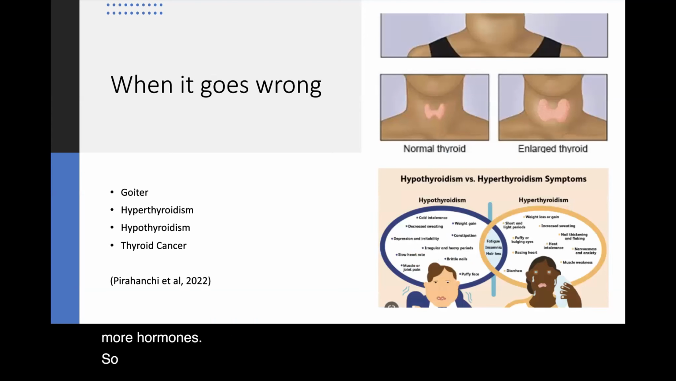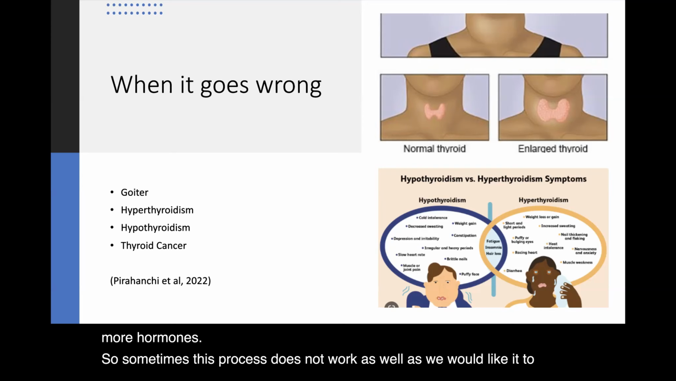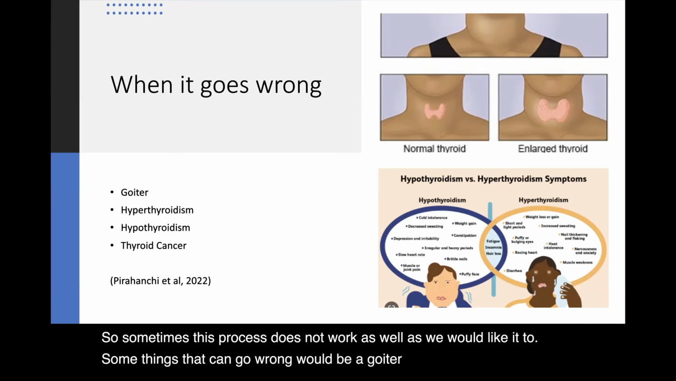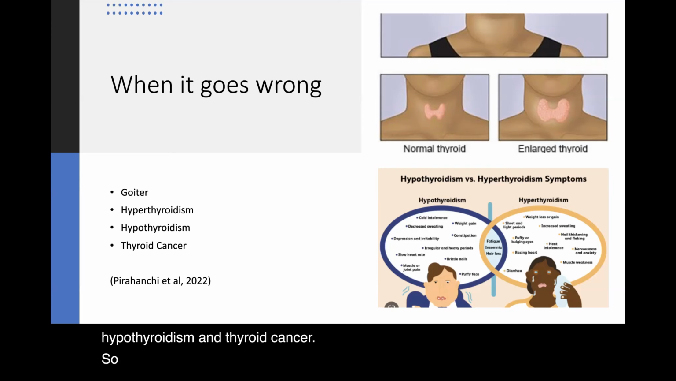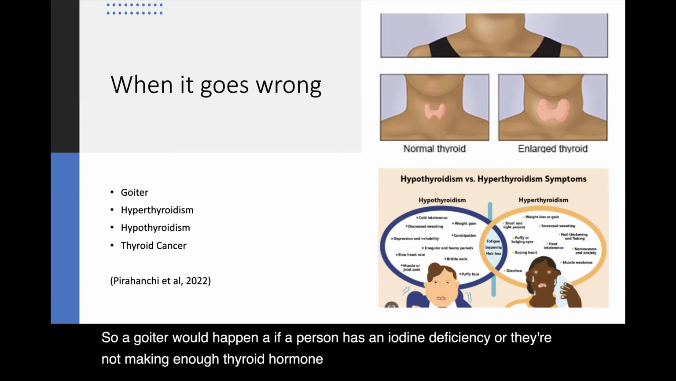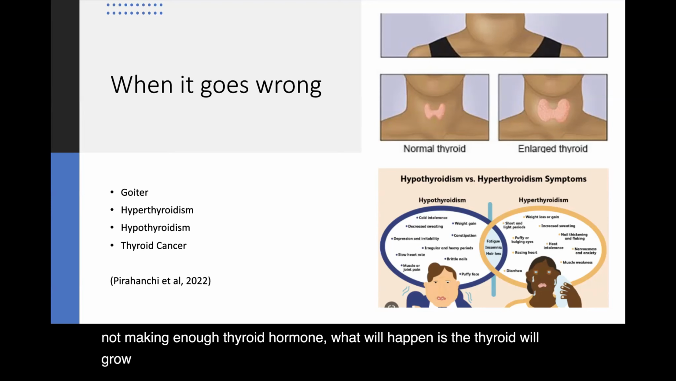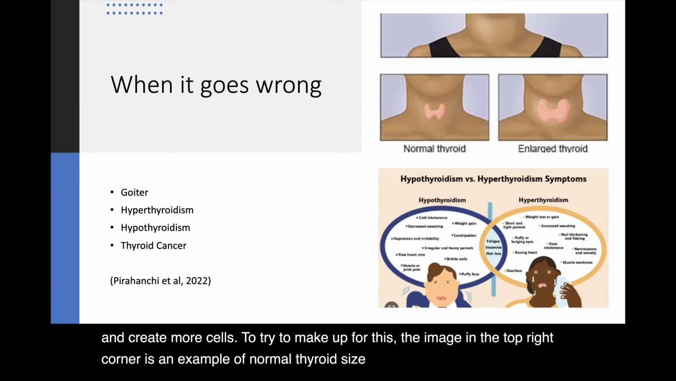So sometimes this process does not work as well as we would like it to. Some things that can go wrong would be a goiter, hyperthyroidism, hypothyroidism, and thyroid cancer. A goiter would happen if a person has an iodine deficiency or they're not making enough thyroid hormone. What will happen is the thyroid will grow and create more cells to try to make up for this. The image in the top right corner is an example of normal thyroid size and then enlarged thyroid size from a goiter.